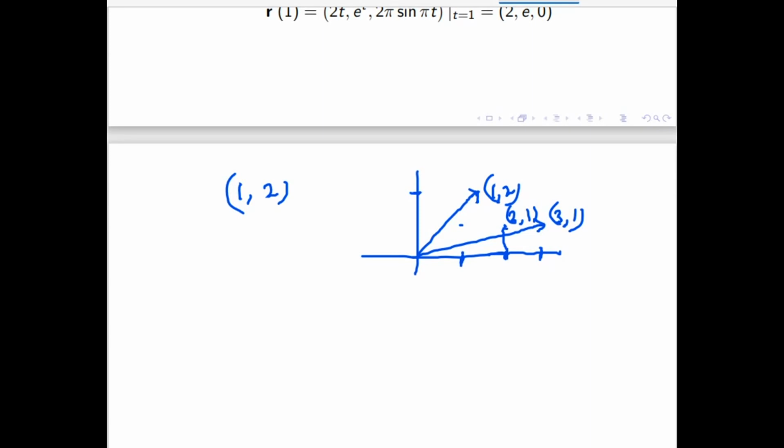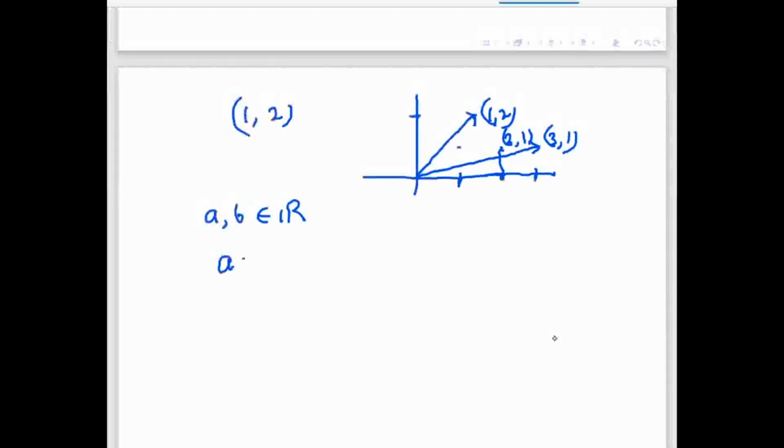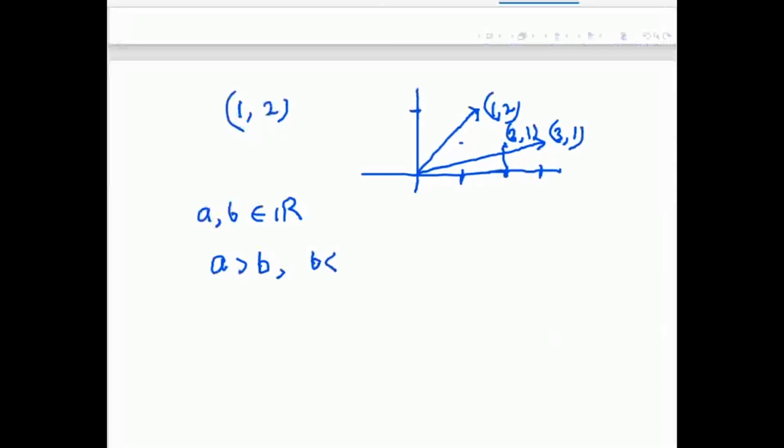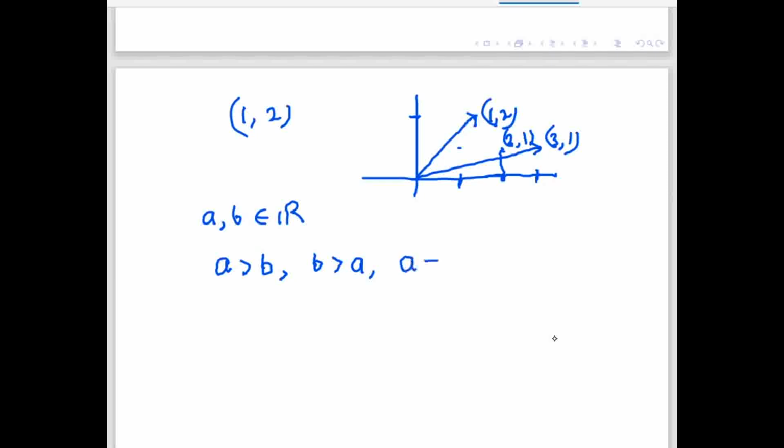So for vector valued functions, the order property will not hold. The order property is applicable only for real numbers. It says that we can compare real numbers, like which one is bigger. Suppose A and B are two real numbers, then either A is greater than B, or B is greater than A, or they are equal. This holds only in real numbers.